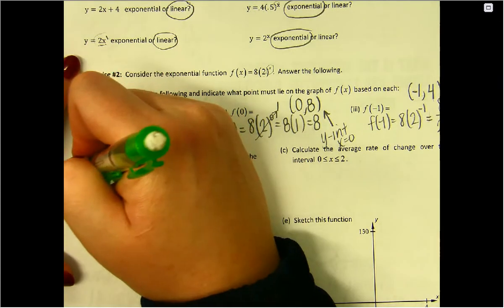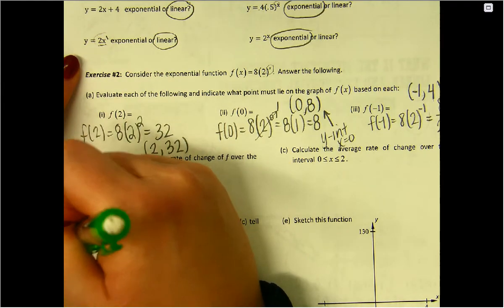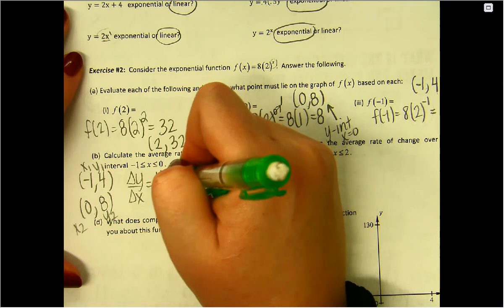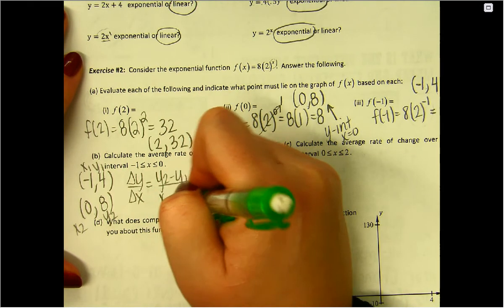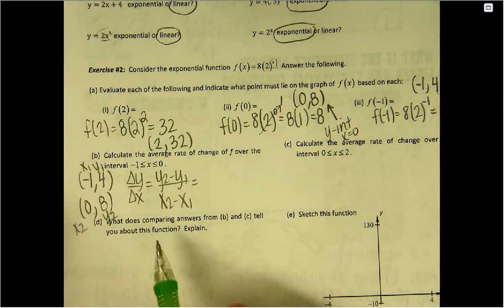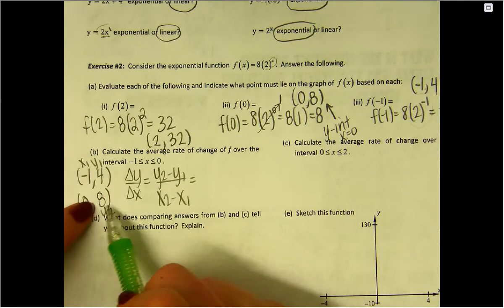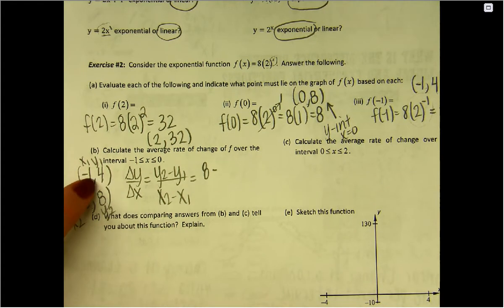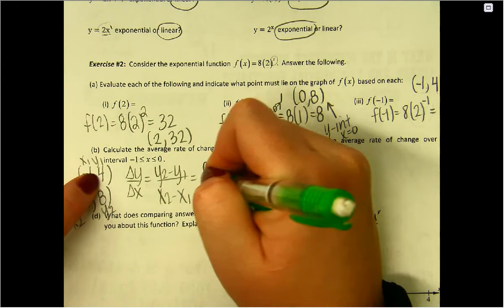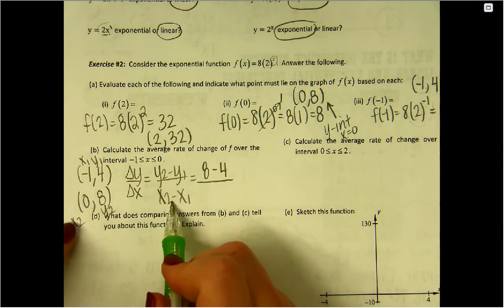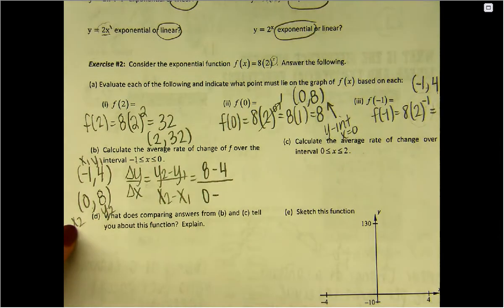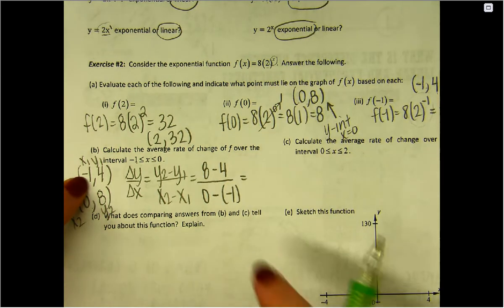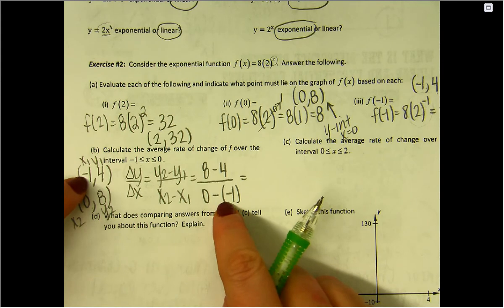Okay. So this is x1, y1. This is x2, y2. And if I recall, the formula is y2 minus y1 over x2 minus x1. So what am I calling x or y? I'm calling y2 8. Minus is part of the equation. I'm calling y1 4. I'm calling x2 0. Minus is part of the equation. And I'm calling x1 negative 1. Notice how I put that in parentheses. I didn't want that negative to get lost.